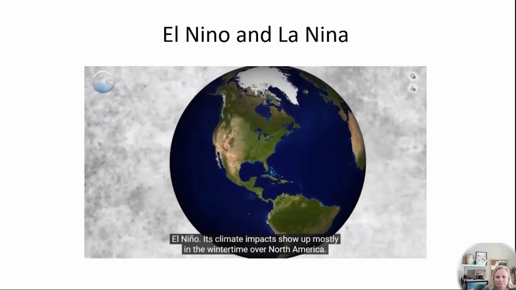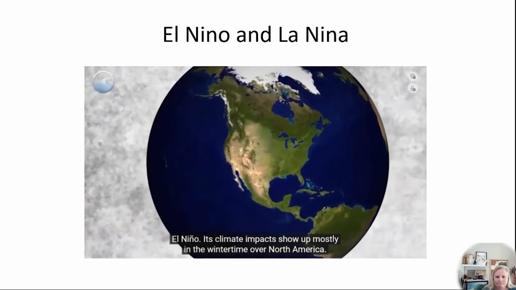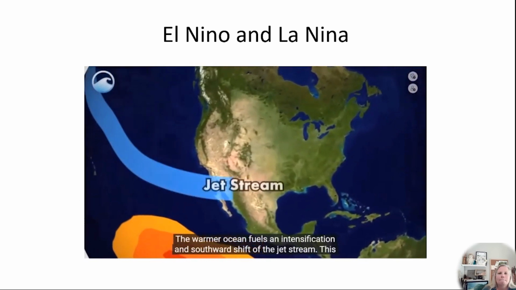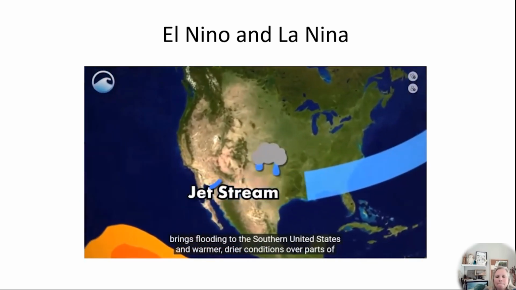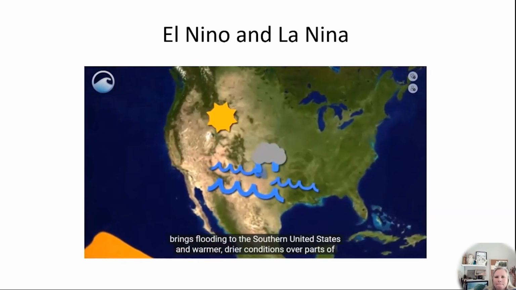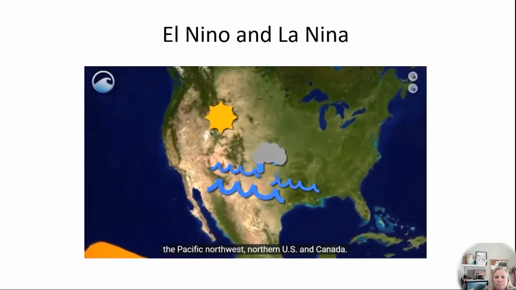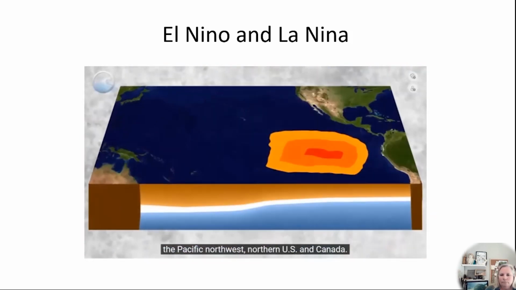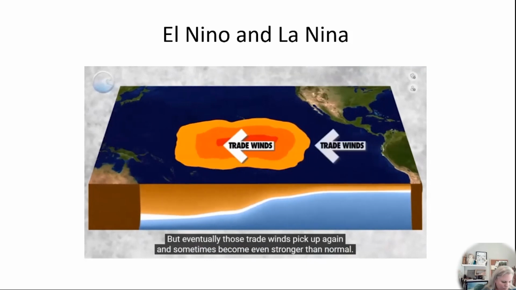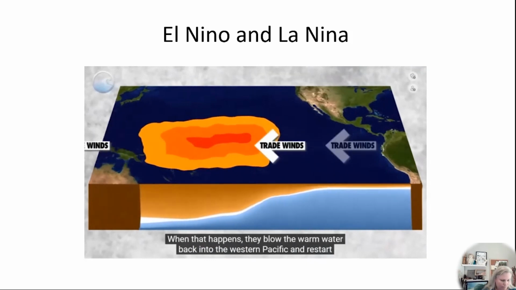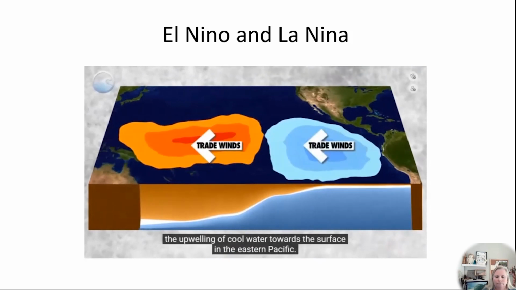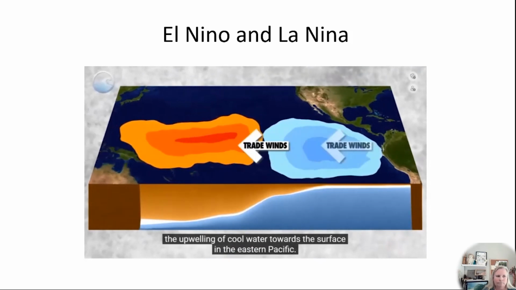Its climate impacts show up mostly in the wintertime over North America. The warmer ocean fuels an intensification and southward shift of the jet stream. This brings flooding to the southern United States and warmer, drier conditions over parts of the Pacific Northwest, northern U.S., and Canada. But eventually, those trade winds pick up again and sometimes become even stronger than normal. When that happens, they blow the warm water back into the western Pacific and restart the upwelling of cool water towards the surface in the eastern Pacific.